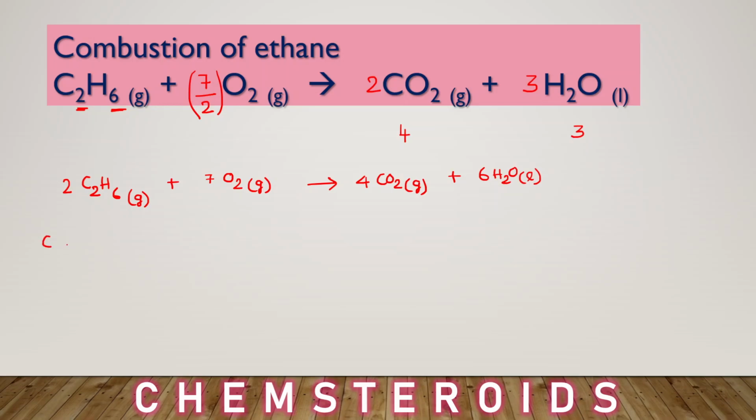Now check the number of carbon atoms on both sides. 2 into 2, 4 carbons on both sides, and the number of hydrogens on both sides is going to be 12. Here also 6 into 2, that's going to be 12, and oxygen is going to be 14, and here also 4 into 2, 8, plus 6. So on both sides the oxygen is balanced, so the reaction is balanced.